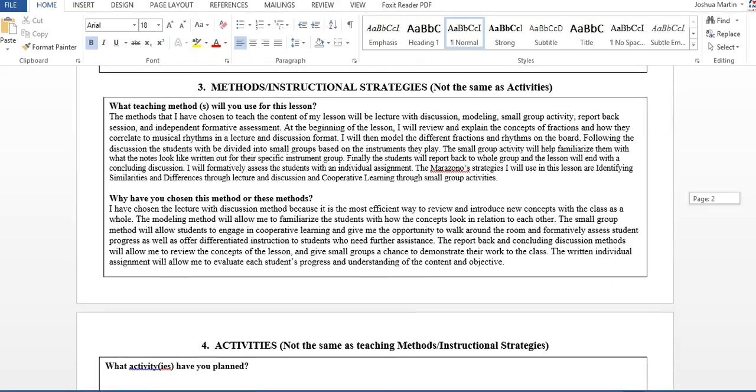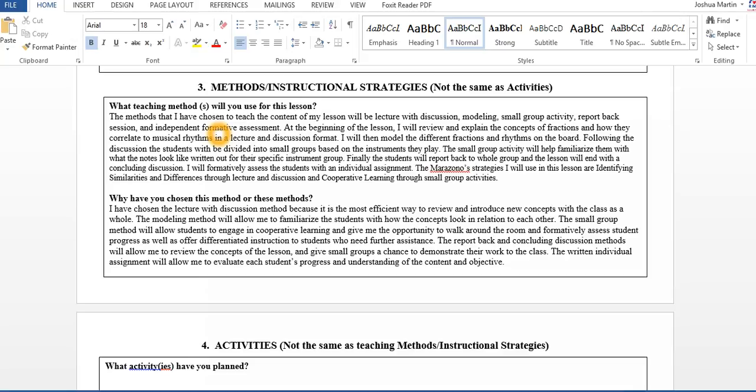All right, methods. I've kind of talked a little bit about them already, but the methods that I've chosen to use in this lesson will be lecture with discussion, modeling, small group activity, report back section, and independent formative assessment. Like I told you earlier, with the lecture and discussion, it's going to give me a chance to review and explain the concepts of fractions and how they correlate to musical rhythms. I'll be able to model these on the board and group them together so our visual learners will have a chance to really grab hold of the concept.